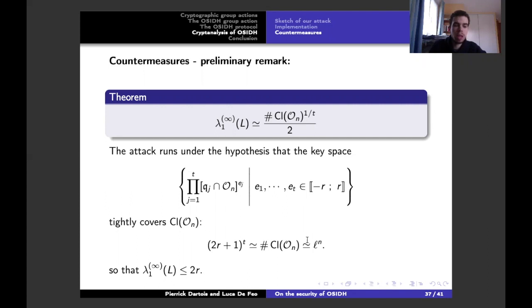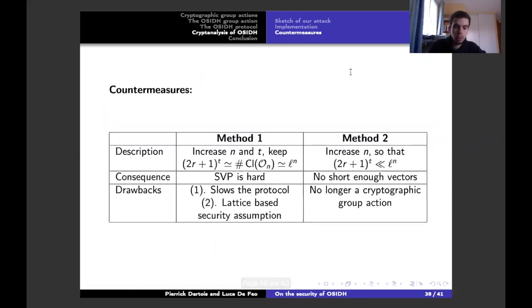The question is, do we have efficient enough lattice reduction algorithms to find short vectors? This leads to our first countermeasure. Make it hard to find short vectors by increasing the dimension of the lattice. The drawback is that it makes the protocol excessively costly and actually pointless, because it now relies on the lattice-based security assumption that SVP is hard. But why should we use a very inefficient key exchange relying on SVP if there are much more efficient lattice-based alternatives with the same or better security level.